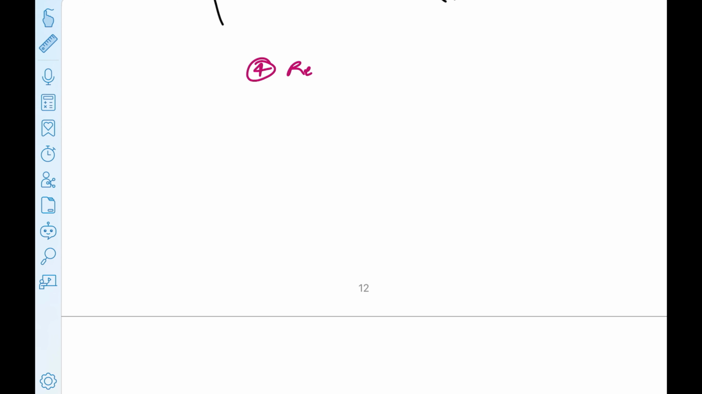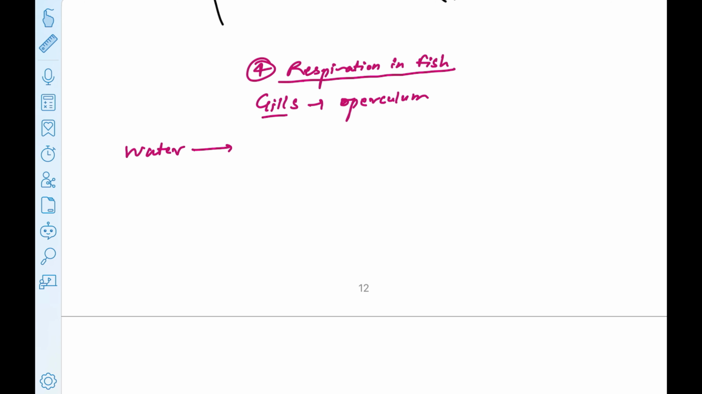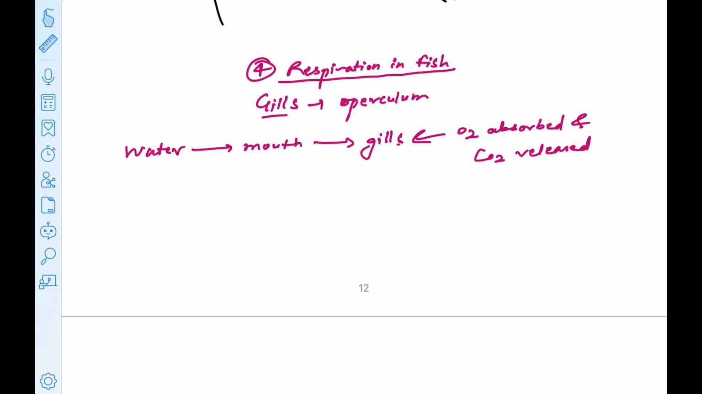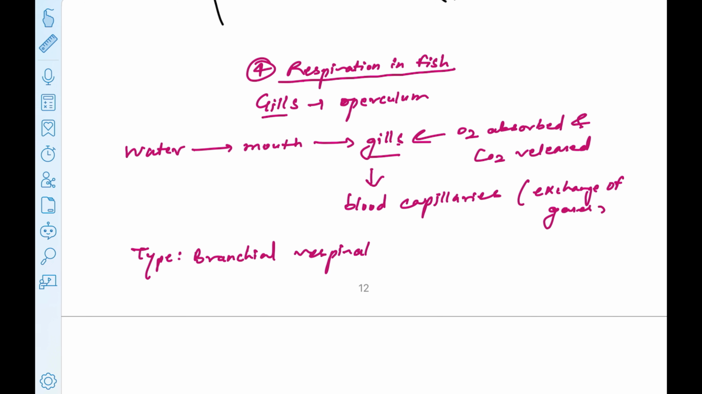Now let's discuss respiration in fish. We know fish have gills that are covered by operculum. Water enters through the mouth and passes over the gills, where oxygen is absorbed and carbon dioxide is released. Okay, and these gills contain many blood capillaries for exchange of gases. Such type of respiration is known as branchial respiration that occurs through gills.